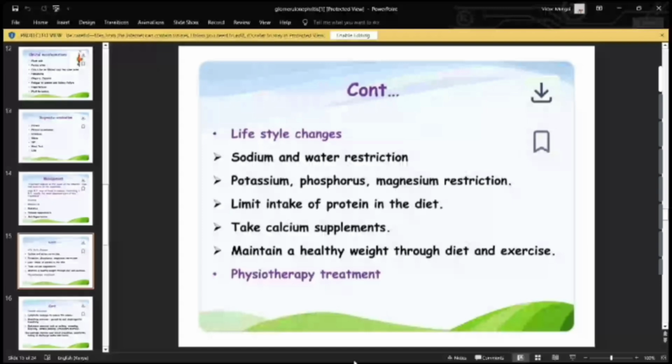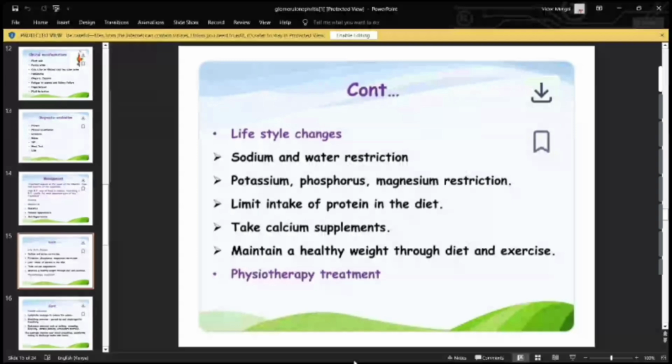Then the lifestyle changes. When advising the patient, you tell the patient to restrict sodium and water, and also restrict potassium, phosphorus, and magnesium, so the patient should avoid intake of substances that have those minerals. Then limit intake of protein in the diet, take calcium supplements, then maintain a healthy weight through diet and exercise.